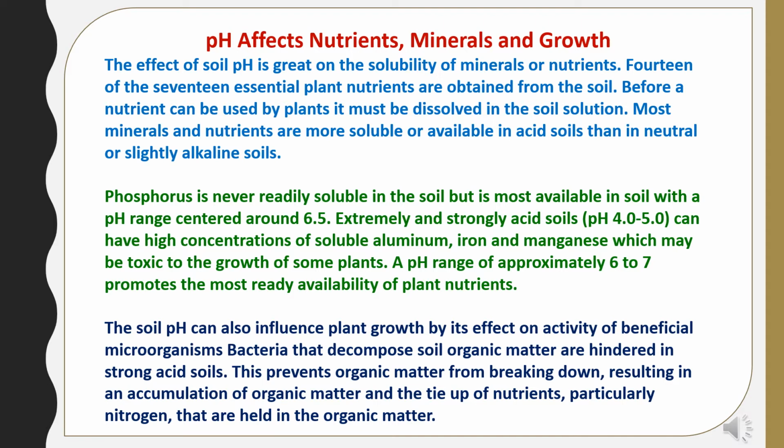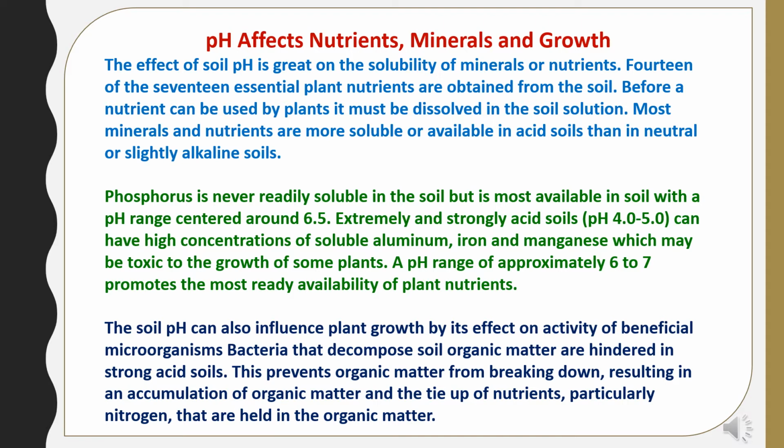Phosphorus is never readily soluble in the soil, but it is most available in soils with a pH range centered around 6.5. Extremely and strongly acid soils having pH 4 to 5 can have high concentrations of soluble aluminum, iron and manganese, which may be toxic to the growth of some plants. A pH range of approximately 6 to 7 promotes the most ready availability of plant nutrients.